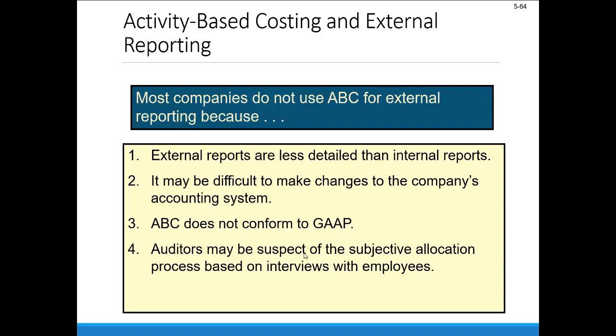And it's also worth noting that via the audit process, auditors may be a little more suspect of some of these subjective allocation processes that go into an ABC system based on interviews with employees or observation of operations or any of those types of things. So it does open up some more potential there for some struggle.